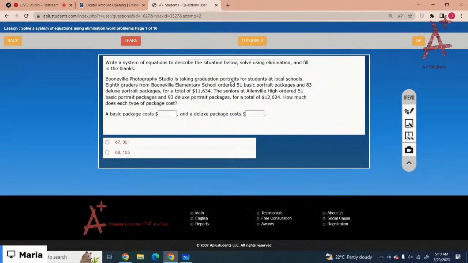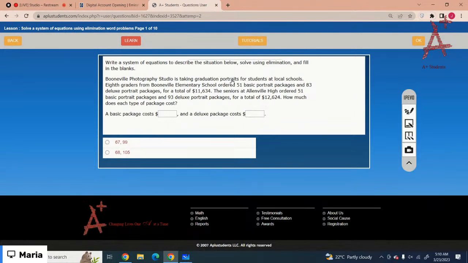Bonewile Photography Studio is taking graduation portraits for students at local schools. Eighth graders from Bonewile Elementary School ordered 51 basic portrait packages and 83 deluxe portrait packages for a total of $11,634. The seniors of Allenville High ordered 51 basic portrait packages and 93 deluxe portrait packages for a total of $12,624. How much does each type of package cost?